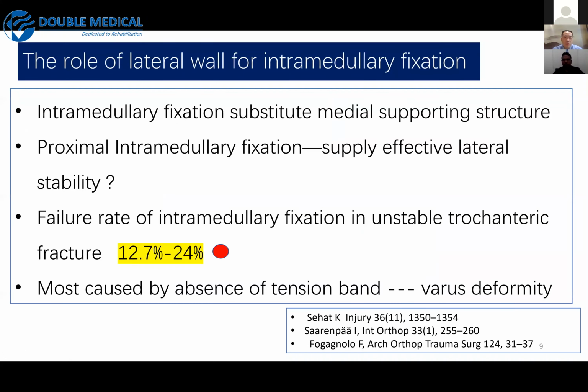But what is the role of the lateral wall for the intramedullary fixation? We all know that the nailing fixation substitutes the medial supporting structure, but does the nailing supply effective lateral stability? It seems not really. In literature, the failure rate of the nailing fixation in the unstable trochanteric fracture is 12.7% up to 27%. Most is caused by absence of the tension band. For the deformity, most is the varus deformity.